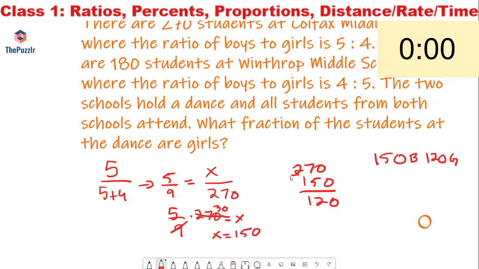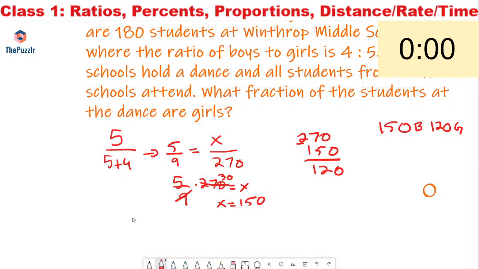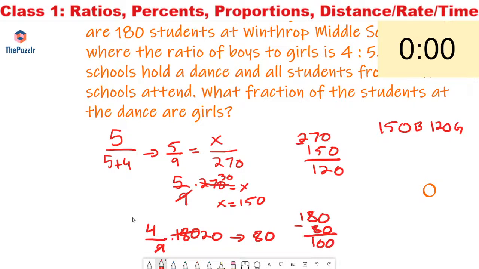Okay, let's look at the next middle school. Here we have boys to girls in the ratio of 4 to 5, so it's reversed this time. So the number of boys is 4 ninths and the number of girls is 5 ninths. Using what we just learned about a over b times c, we know that the number of boys is 4 ninths times 180, which gives us 180 over 9 is 20, so 80 boys. 180 minus 80 gives us 100, so there's 100 girls.